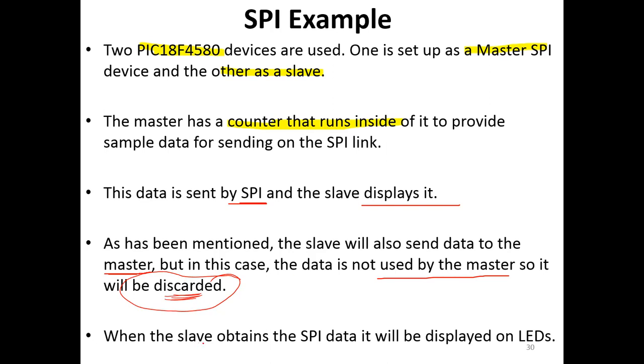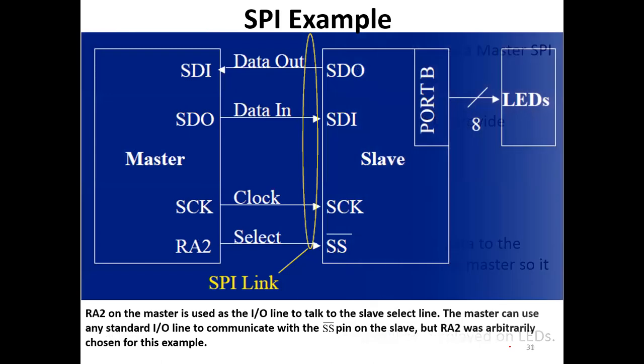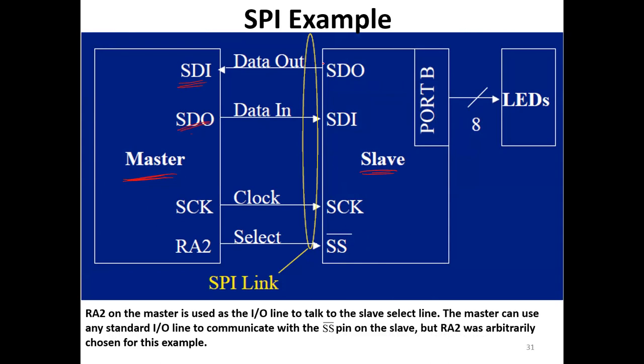Okay, so when the slave obtains the data, it will be displayed on LEDs. So here we have the master, the device number 1. It is connected to the slave, which is the device number 2. So the master is connected to the slave.